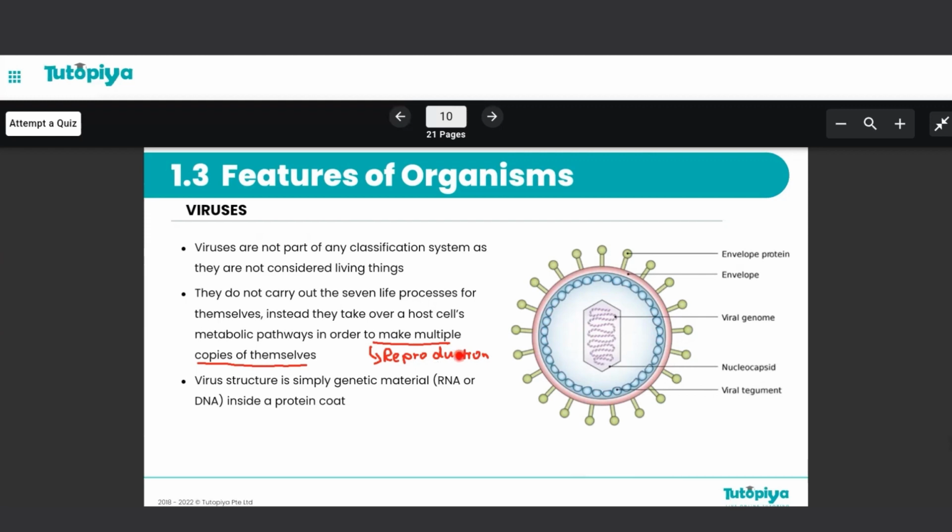When taking a look at the virus body, it basically contains the genetic material covered by a protein coat. So that's what you need to know about viruses, and that brings us to the end of this section.